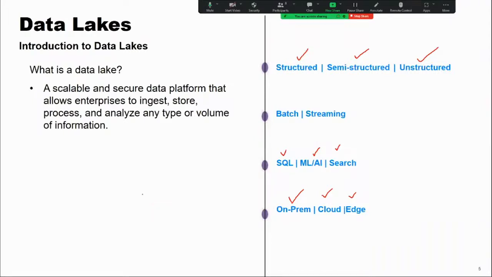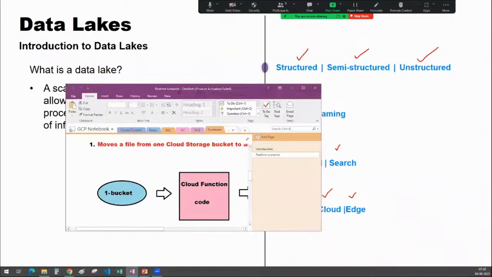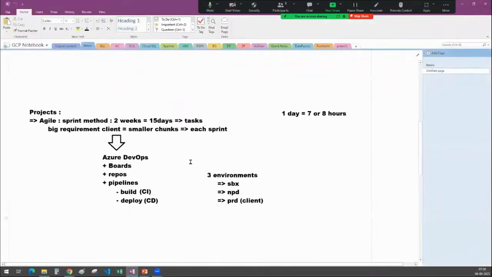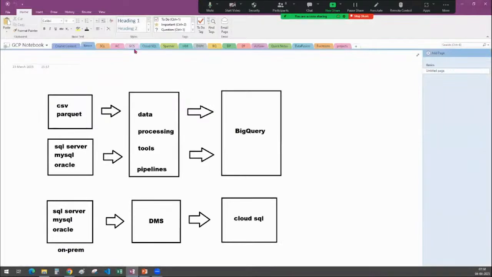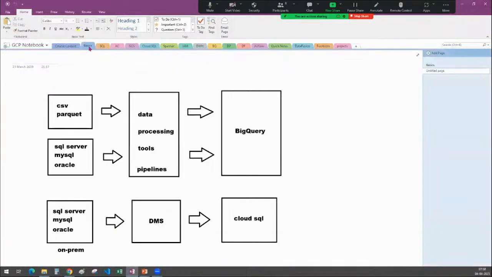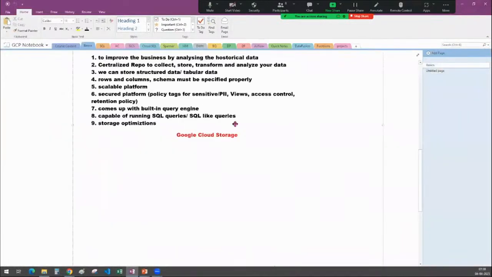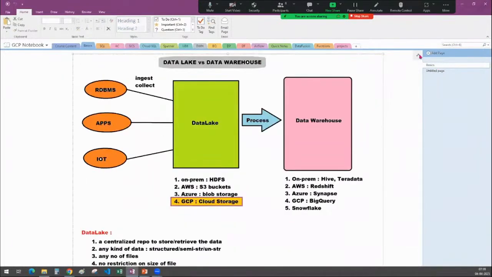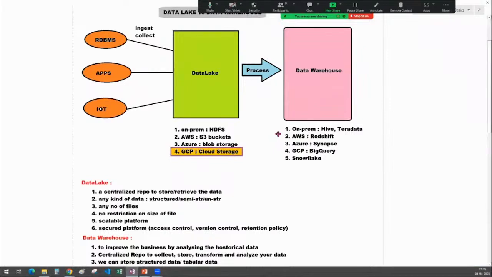We have seen what a data lake is. Let me try to tell you what a data lake is from my notes. This is my notes, guys. Yeah, so this is what it is, a data lake. I hope you guys can see my screen clearly.